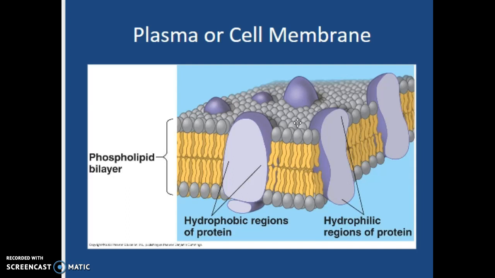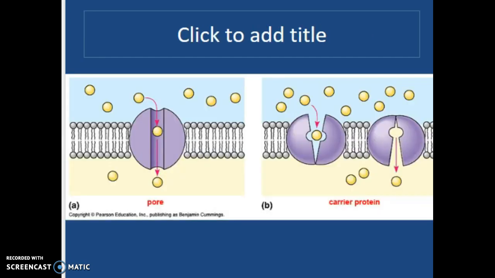Right? There are some things that can move directly through the phospholipid bilayer if they aren't polar. Other things need to move through a pore in a protein. I think my next slide is just that. So here's a pore protein. So a polar molecule could pass through that channel from this area of higher concentration to the area of lower concentration.